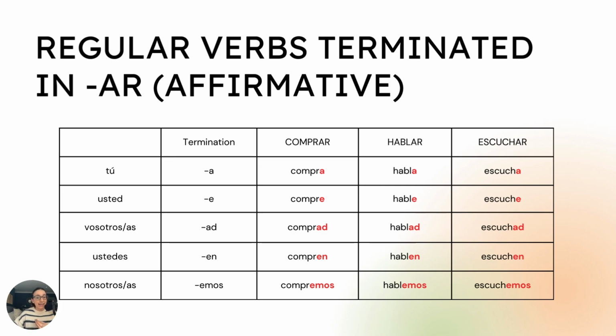For creating the imperative here, these are going to be the endings for the verbs finishing in AR. So let's have a look at comprar, for example. To form the tú, we are going to drop the AR and add an A. So we take comprar, drop the AR, and add an A. So, tú compra.